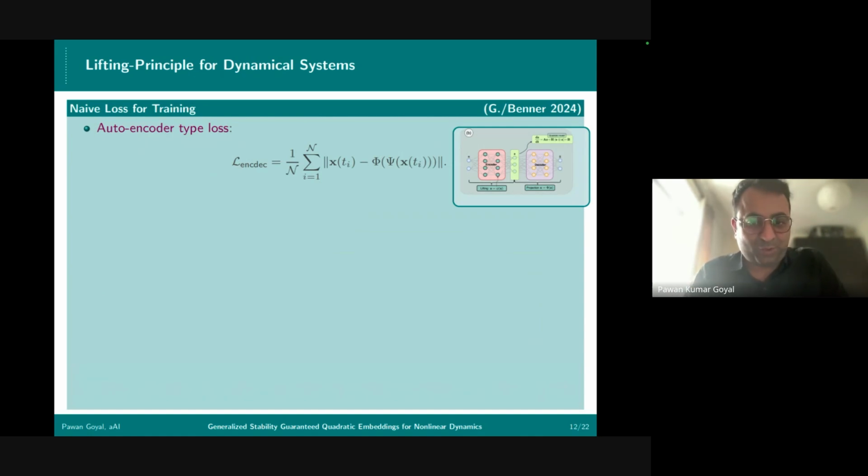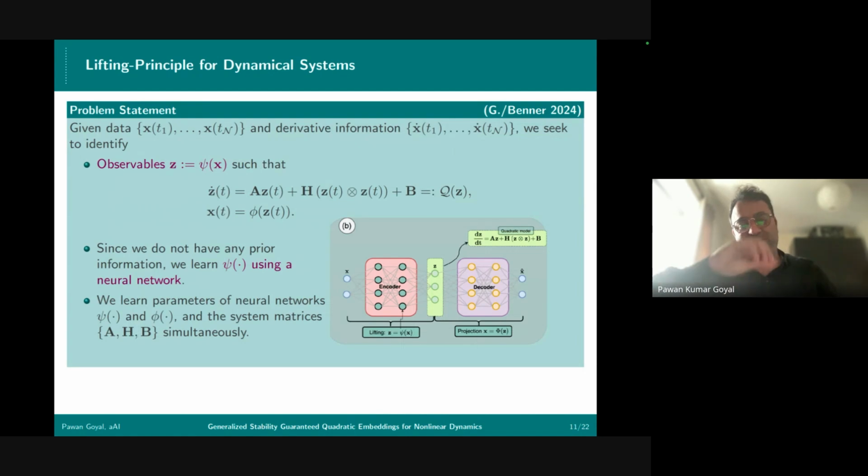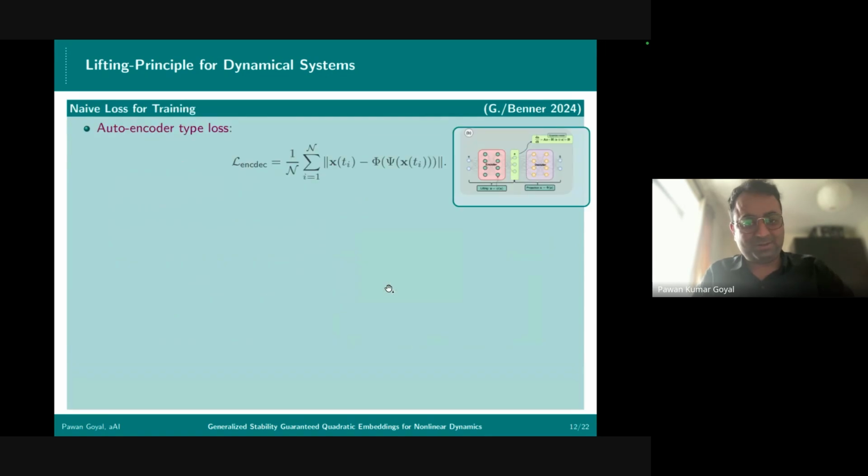So the first is like autoencoders. That means that we want to go from X to the G, and then I should come back from the G to X. So that means there's a classical autoencoder loss, the first one. And the second thing is, if you know the derivative information, I can also compute the derivative basically for the X dot. So it's like typical algebra there.